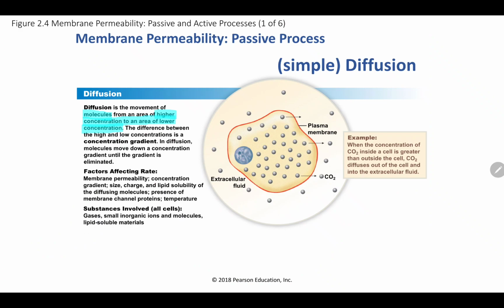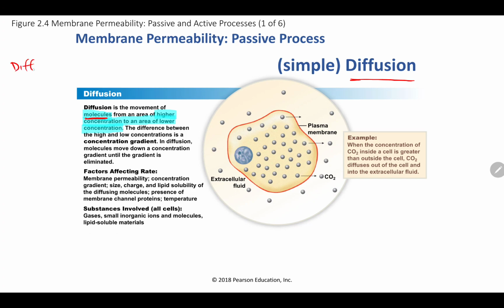Remember talking about membranes. We know our membrane is selectively permeable, where it's going to allow certain things in and inhibit the passage of other things. But for molecules to move, we talk about passive processes and active processes. So I want you to remember diffusion. Diffusion is the movement of molecules from an area of high concentration to an area of low concentration.